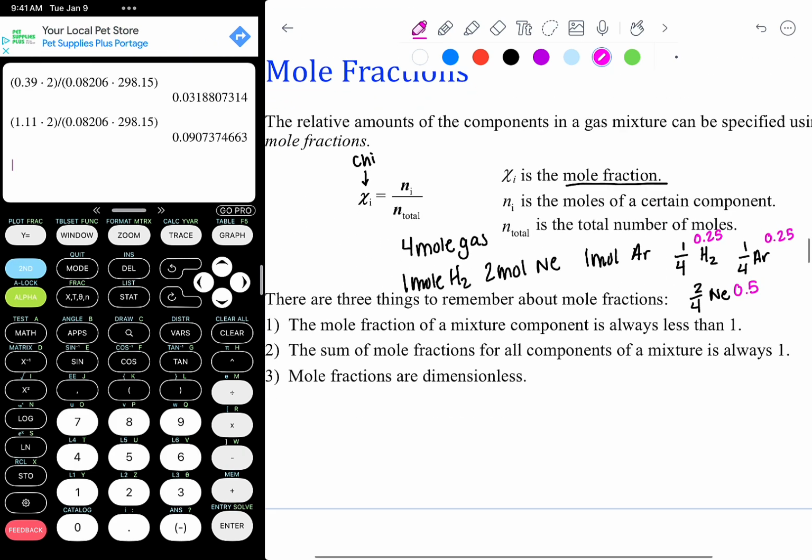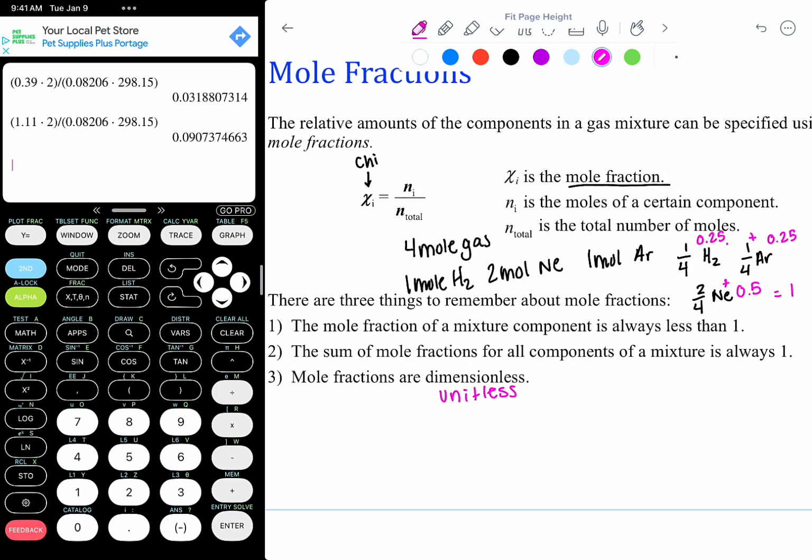The next thing is that the sum of the mole fractions for all components of a mixture is always 1. So in our example, we have 0.5 plus 0.25 plus 0.25, which all equals 1. And the final thing to remember about mole fractions is that they are dimensionless. We have 1 mole divided by 4 moles. Our units of moles will cancel on the top and the bottom, meaning that this is totally dimensionless, also known as unitless. Dimensionless and unitless are the same thing.